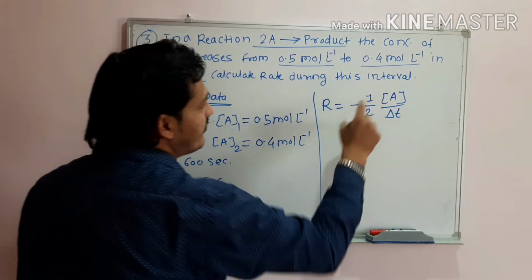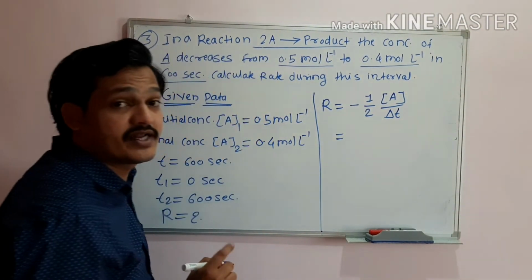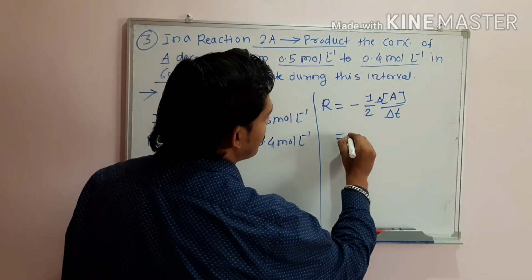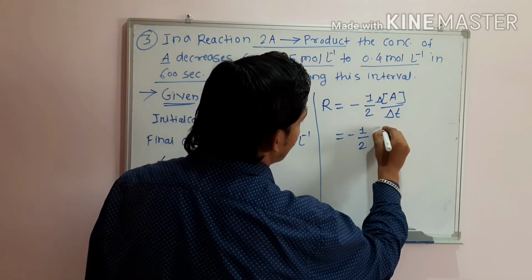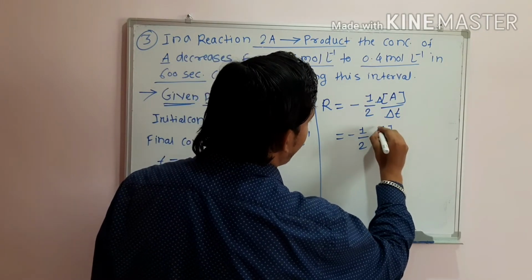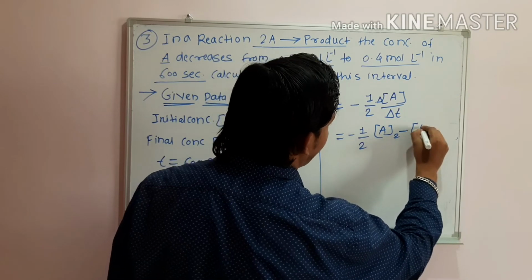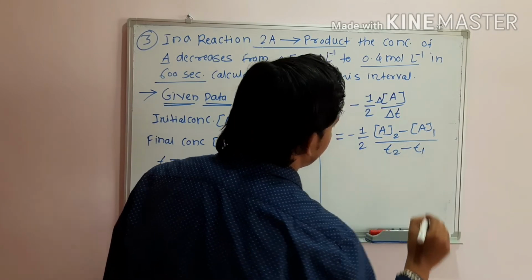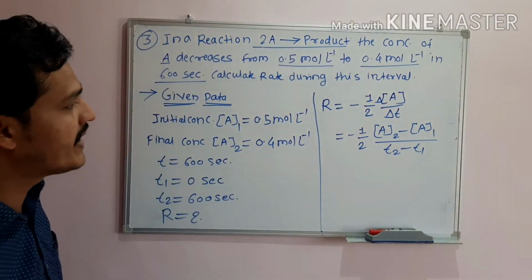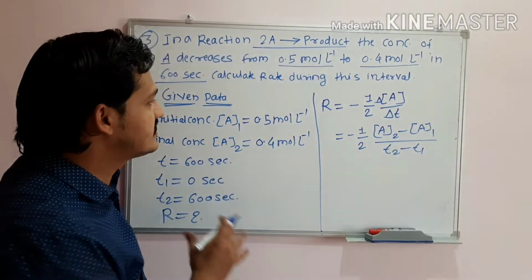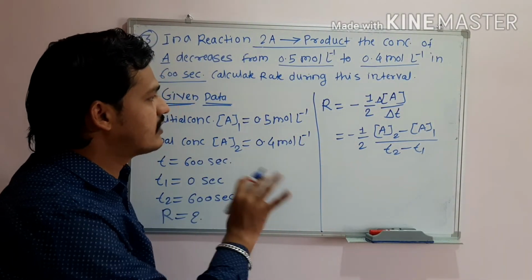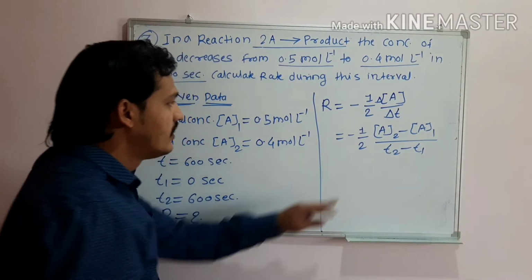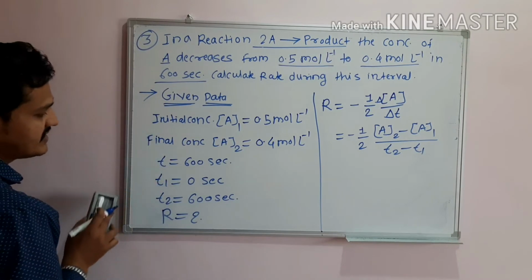Okay, now what is the meaning of delta A? That is final concentration minus initial concentration. Delta A. Okay, so minus 1 by 2, in bracket A2 minus in bracket A1, divided by T2 minus T1. Okay, this is the basic data for solving the numerical. Okay, now putting the exact values in that equation, we get, first of all I am erasing that.